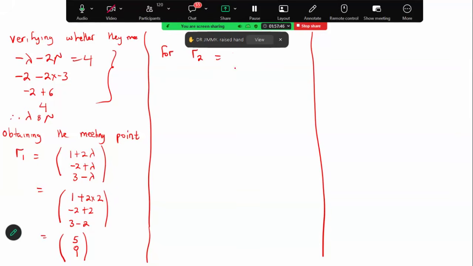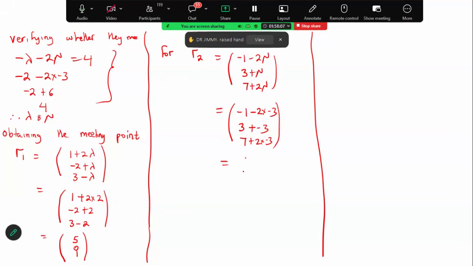But now I want you to do the one that will attract. Then for R2, you had -1 minus 2 mu, 3 plus mu, and then 7 plus 2 mu. So here you are going to have -1 minus 2 times -3, 3 plus -3, and 7 plus 2 times -3. So what are you going to get? Also, you shall have 5, 0, and 1. And that is your R2. Now, this is the best way to make your conclusion, using these ones, whether the two drones meet.